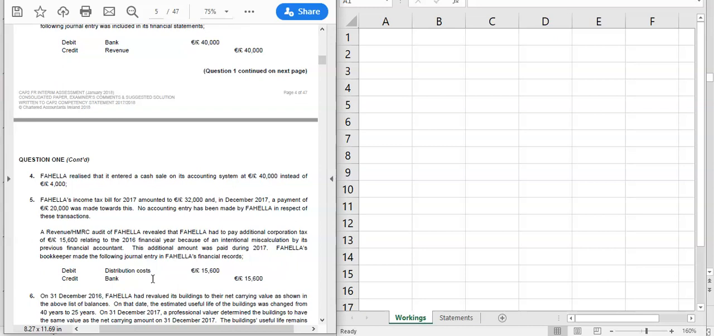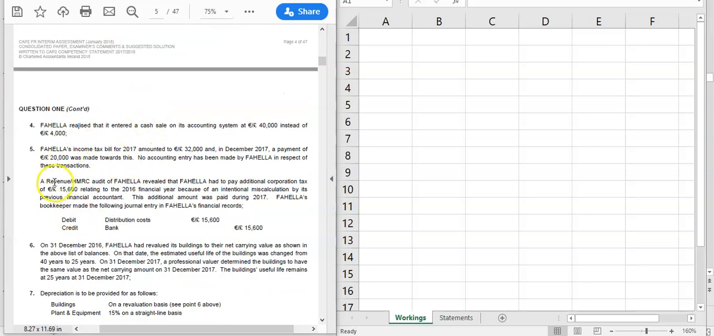Now, when you make a material intentional error from prior year, that's going to be covered under IAS 8. So we're going to have to go back there now, and we're going to have to adjust as a prior period error because it was intentional, an intentional miscalculation.